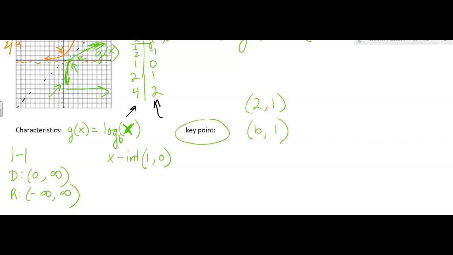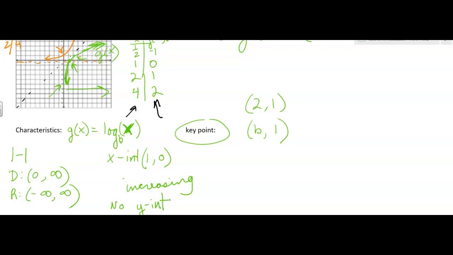The function is increasing. If you think about the outputs getting larger and larger as you go from a low number to a higher number. And then there is no y-intercept. Forgot to mention that. So it's not crossing the y-axis.